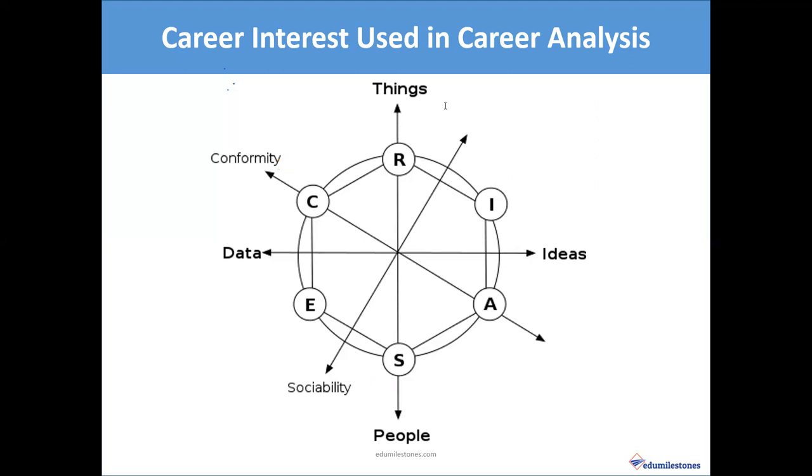Someone's realistic interest is 97%. Investigative interest is 90%. Artistic interest is 39%. Social interest is 82%. Enterprising interest is 67%. Conventional interest is 82%. Can you please help me with the priorities?